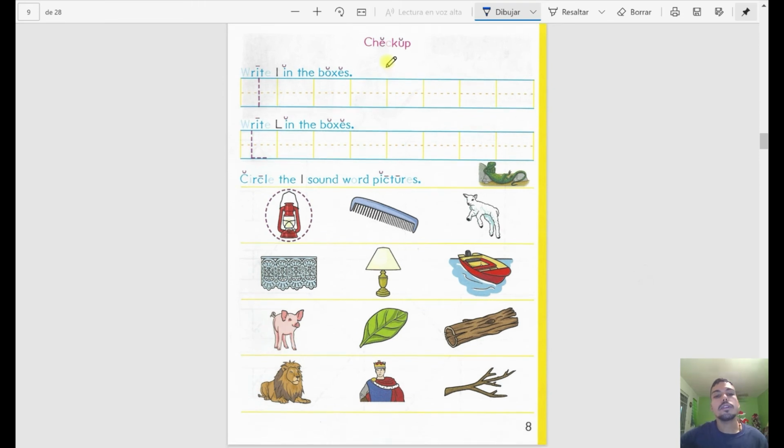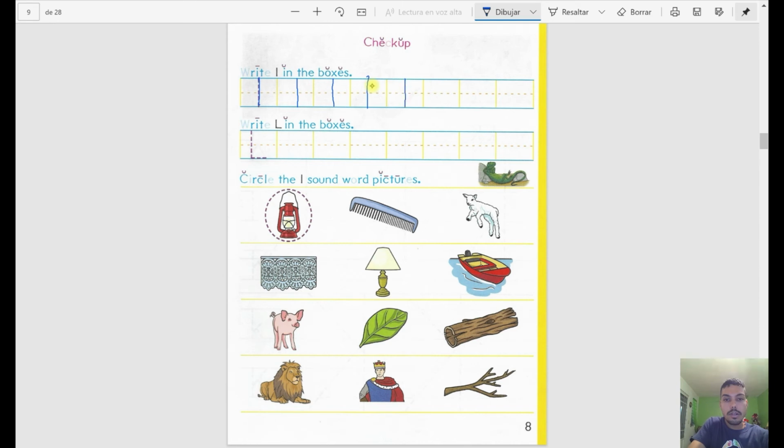And here in page number 8, we have a checkup. Tenemos un checkup, ¿verdad? Que es un quiz, ¿verdad? That is going to review all that we have learned, right? Para repasarnos todo lo que hemos aprendido hasta ahora, okay? The first part here says, write L in the boxes. The L is in lowercase, right? So in the first line we have to write the L in lowercase. En esta primera línea vamos a escribir la letra L en qué? En minúscula, okay? From the top to the bottom, make a line. Ahí está, ¿verdad? Desde arriba hacia abajo una línea.